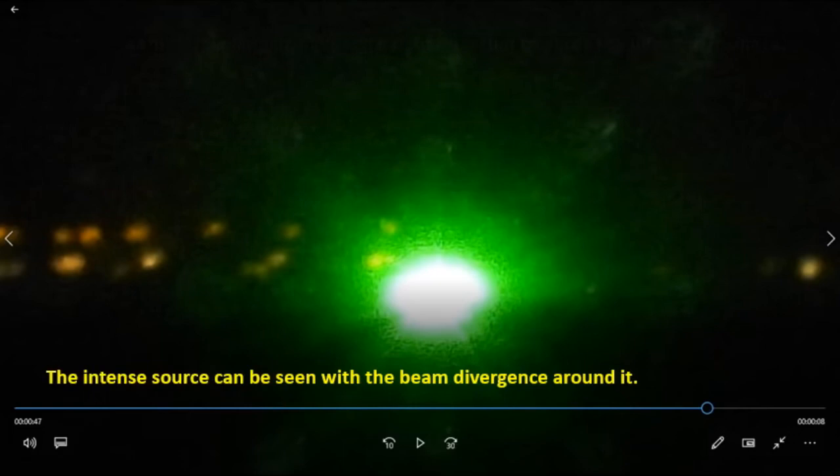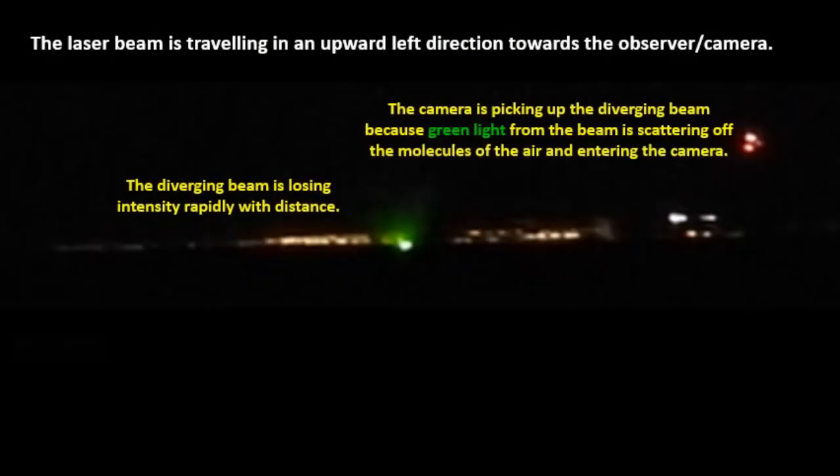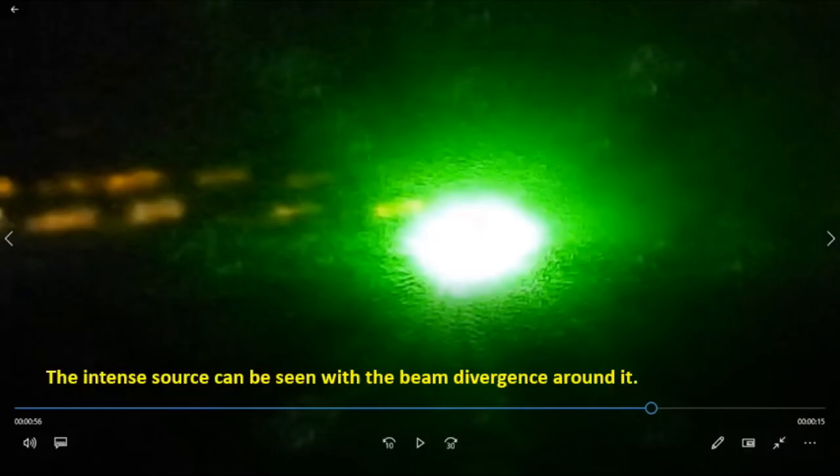The intense source can be seen with the beam divergence around it. The laser beam is traveling in an upward left direction toward the observer camera. The camera is picking up the diverging beam because green light from the beam is scattering off the molecules of the air and entering the camera. The diverging beam is losing intensity rapidly with distance.